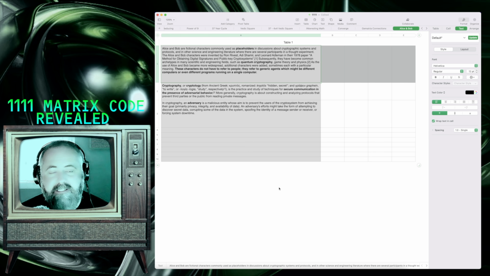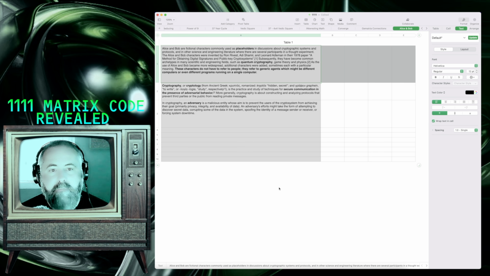So commonly used as placeholders in discussions about cryptographic systems and protocols, and in other science and engineering literature where there are several participants in a thought experiment. The Alice and Bob characters were invented by Ron Rivest, I hope I'm pronouncing these names correctly, Adi Shamir, and Leonard Adleman in their 1978 paper, A Method for Obtaining Digital Signatures in Public Key Crypto Systems. We're talking about cryptography here, folks.